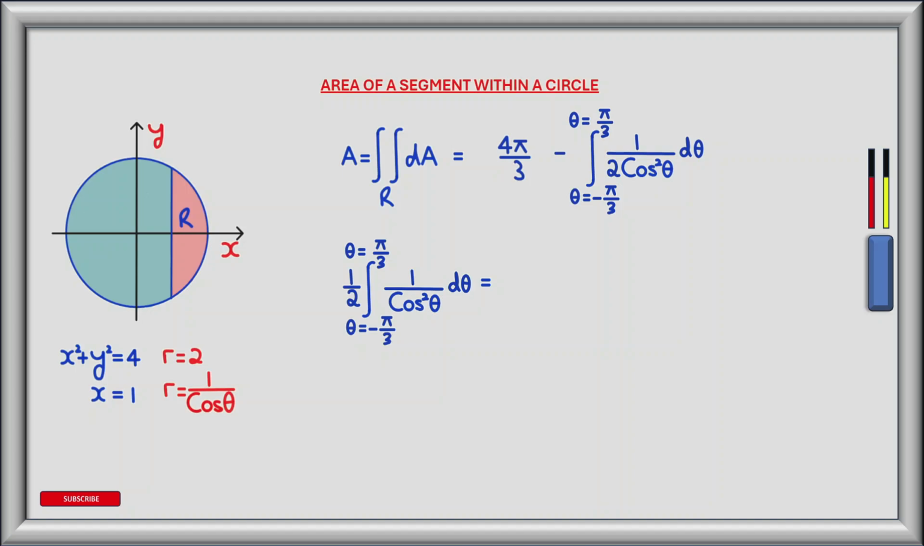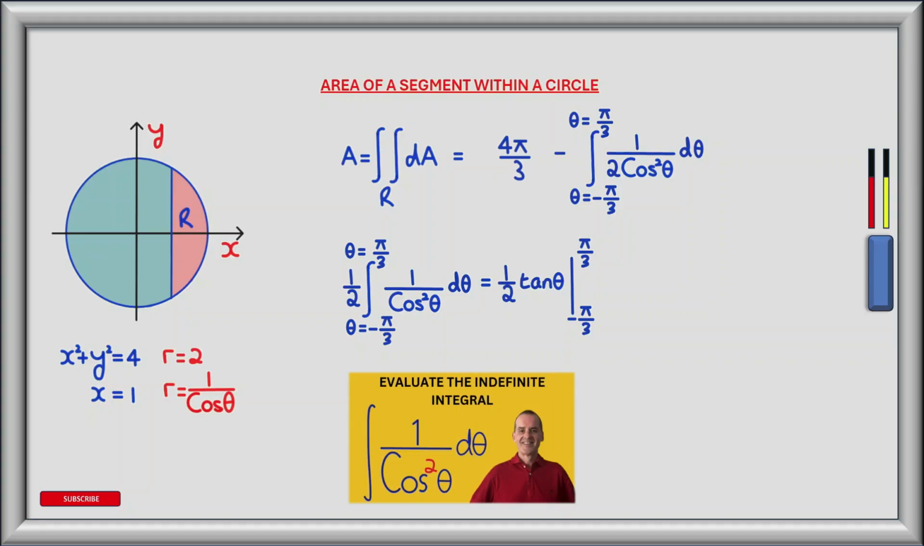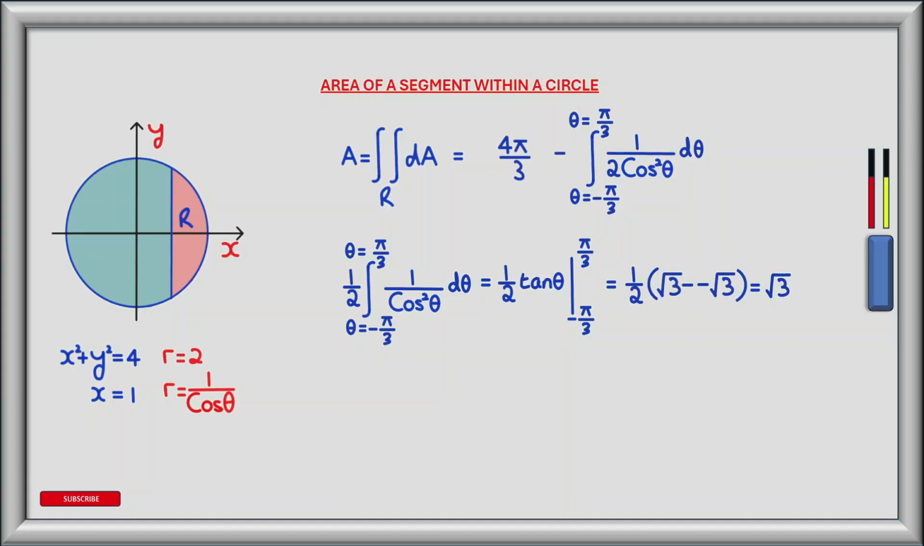And for the second of the outer integrals, we want to integrate 1 over cos squared theta d theta between the limits of theta equals minus pi by 3 and pi by 3 radians, and then multiply this result by a half. And the antiderivative of this is 1/2 multiplied by tan theta. If you'd like more details on how to evaluate 1 divided by cos squared theta d theta, please see this video. And plugging in the values for theta gives a half into the bracket of root 3 minus minus root 3, and this equals root 3.